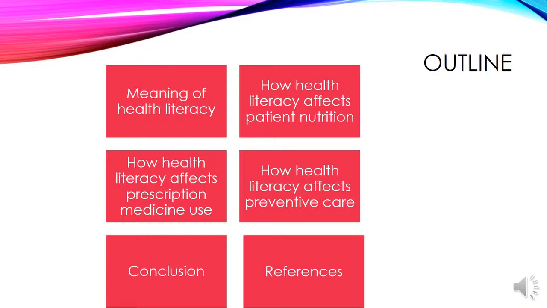So on this next slide I have the outline, which contains all the topics that I'm going to talk about. The first topic will be the meaning of health literacy. Then the next will be how health literacy affects patient nutrition. The next one will be how health literacy affects prescription medicine use. Then how health literacy affects preventive care, and then I'll make a conclusion. Then I'll give you some of the references you can use later.